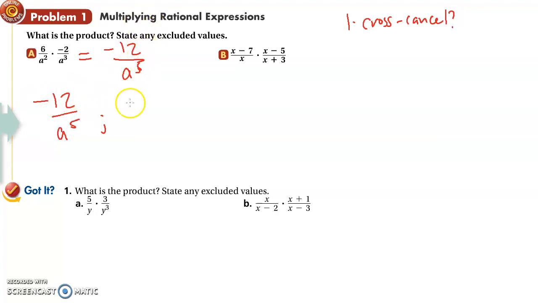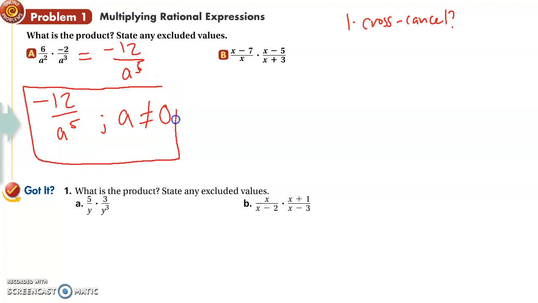They do ask you to state any exclusions. So what values is a not allowed to equal? Well, in this case, looking at our denominator, a is not allowed to equal 0, because if a did equal 0, this whole thing would be 0 in the denominator, and that's a no-no. So real easy, really easy. All you do is multiply. You check to see if you can cross cancel, multiply across the top, and state the excluded values.